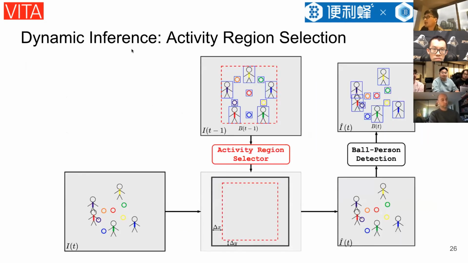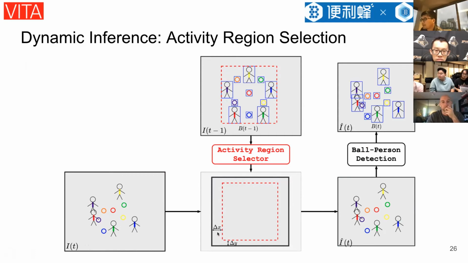We further tried two different dynamic inference strategies. The first one is activity region selection. Given, for example, the input video frame at time t, we already have its detection results at t-1, which is just the previous frame, so we are able to get its detection region initial guess. We know all persons and balls are moving, but because of the temporal coherence of the video, we know it won't move very abruptly.